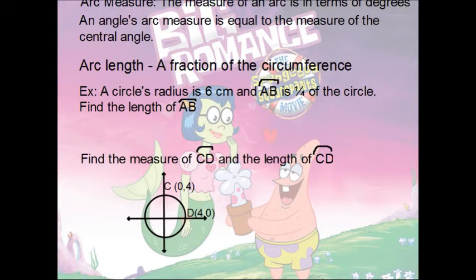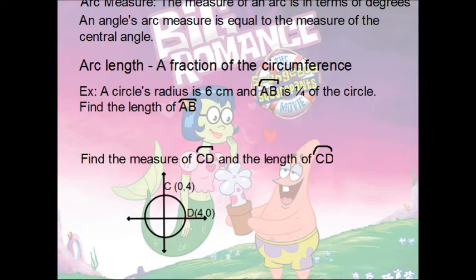Next, we're going to talk about arc measure and arc length. Arc measure is the measure of an arc in terms of degrees. An angle's arc measure is equal to the measure of the central angle, so an angle whose vertex is at the center of the circle. Arc length is a fraction, or a piece of the circumference, not the distance all the way around, but just a fraction of it. So for our first example, a circle's radius is 6 centimeters.